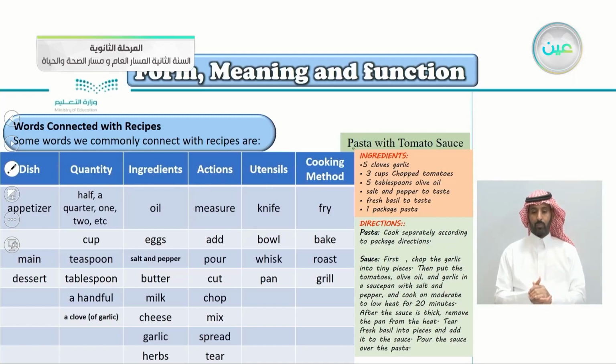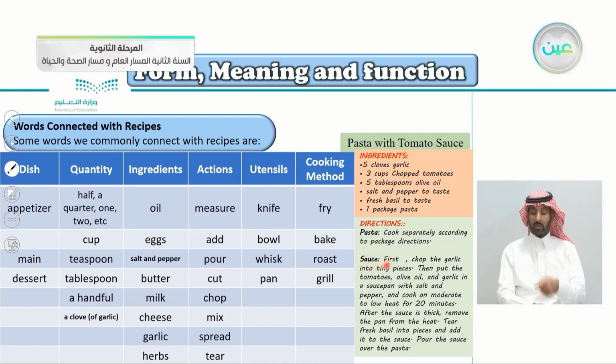Here's a pasta with tomato sauce. The ingredients: 5 cloves of garlic, 3 cups chopped tomatoes, 5 tablespoons of olive oil, salt and pepper to taste, fresh basil to taste, 1 package of pasta. Directions: what do you do here? Pasta, cook separately according to package directions. So you cook the pasta separately.